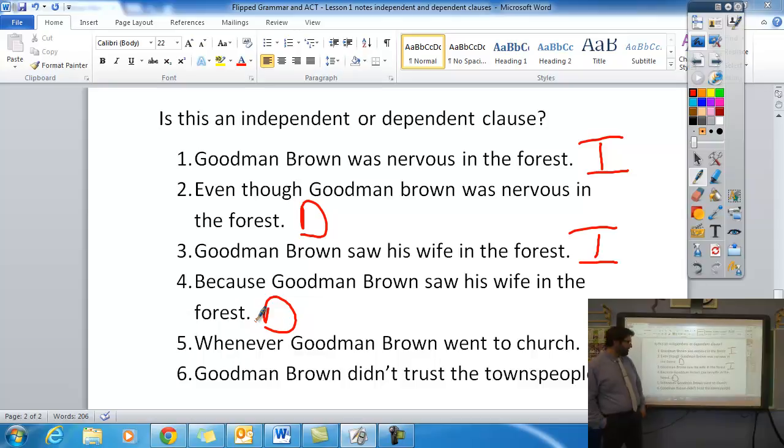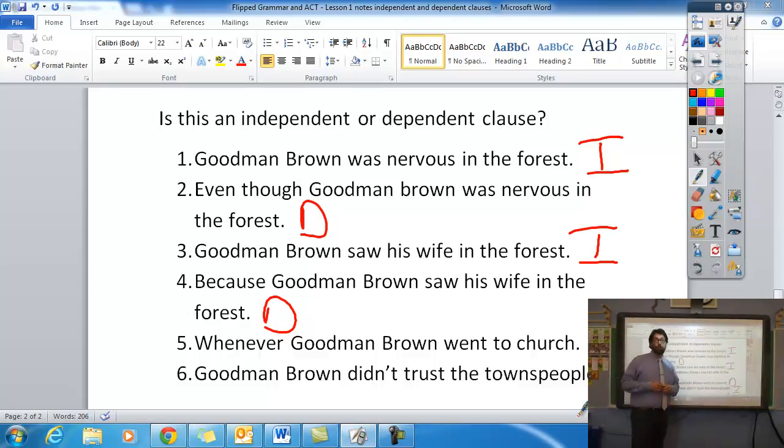Last couple. Whenever Goodman Brown went to church. Complete thought? So independent clause or dependent? Dependent, right? This one is not a complete thought. It can't stand on its own. So what happened whenever Goodman went to the church? This is not a complete thought. It can't be its own sentence. So this one is dependent. And the last one. Goodman Brown didn't trust the townspeople. Complete thought, right? Got a subject, got a verb. It expresses a complete thought. This can be its own sentence. Okay? So this one is independent.